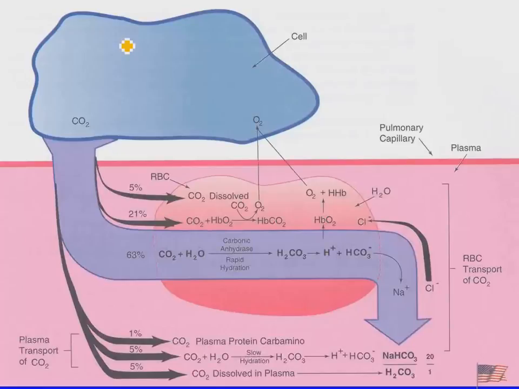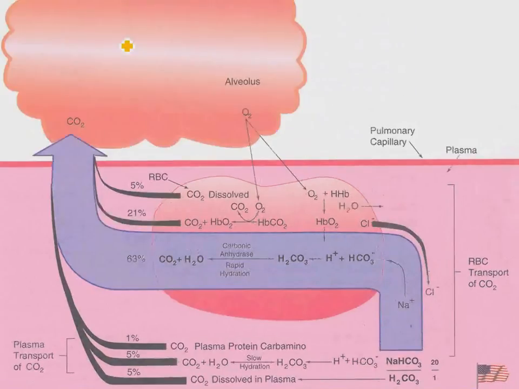And you might remember this picture from Beachy. I think it's probably in Egan too, though. Yes. Okay. And then it's all reversed at the tissue level. Bicarb moves back into the erythrocyte, gets converted back into carbonic acid, back into CO2. CO2 is eliminated through alveolar ventilation.